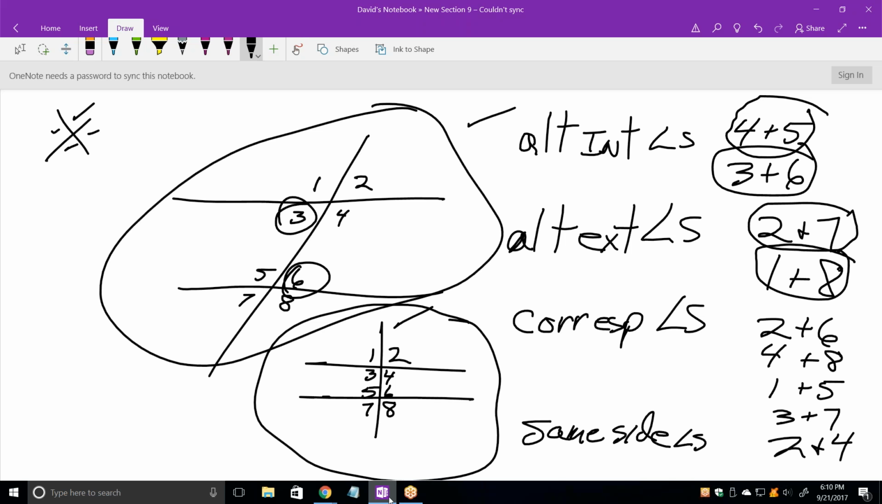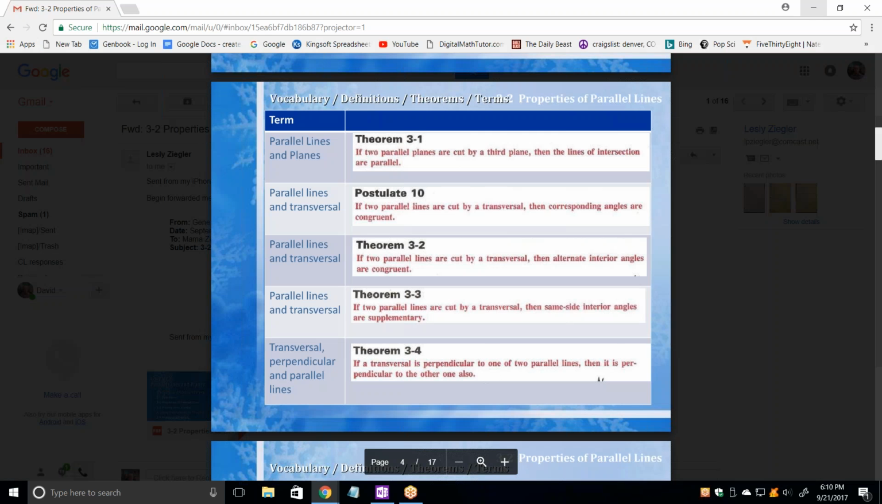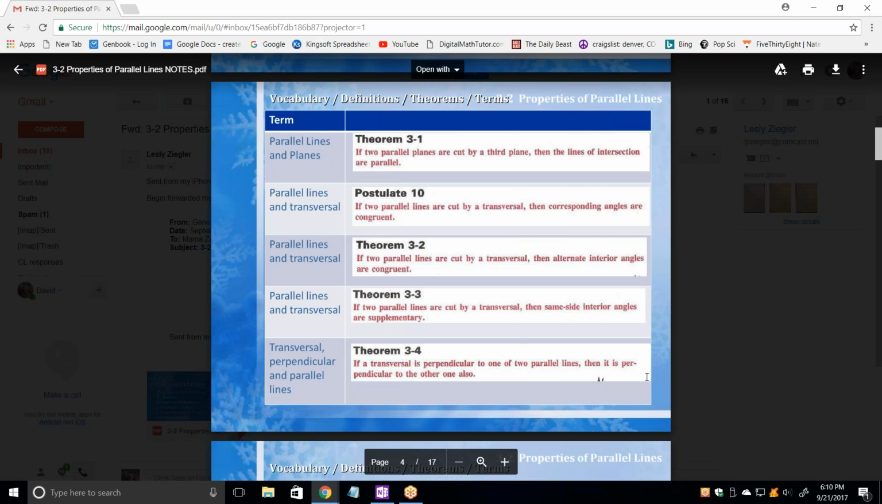But the same side, I guess that could be called the same side of the parallel line, and that would be called the same side of the transversal. So you have all kinds of combinations that would be same side angles. But yes, they're supplementary.